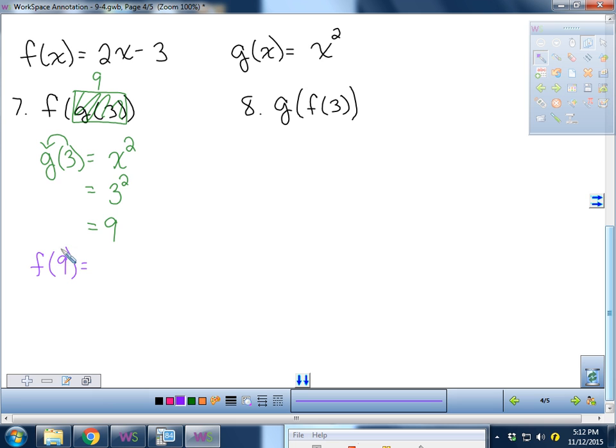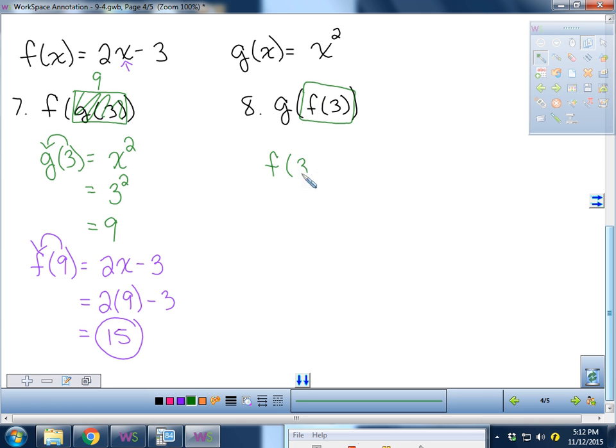So I go to the f function. I'm going to plug 9 in for x right there. So I've got 2x minus 3. I'm going to plug 9 in for x. 2 times 9 is 18, minus 3 is 15. That is my answer. All right, one more of those. We're going to start with f of 3. So that means I'm going to go to the f function and plug in 3 for the x.